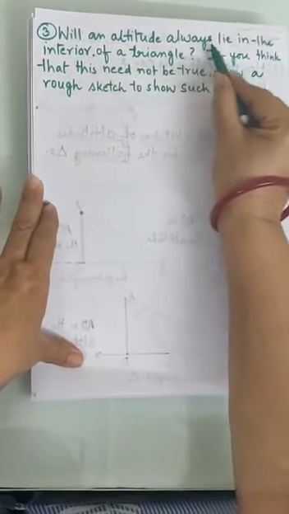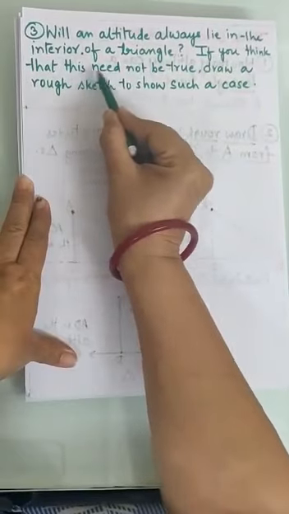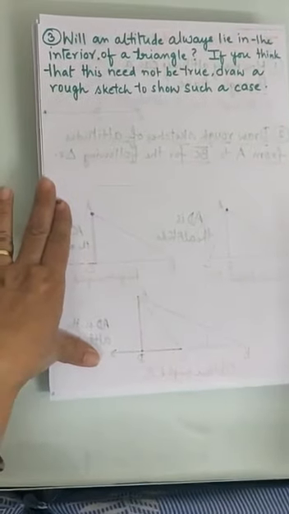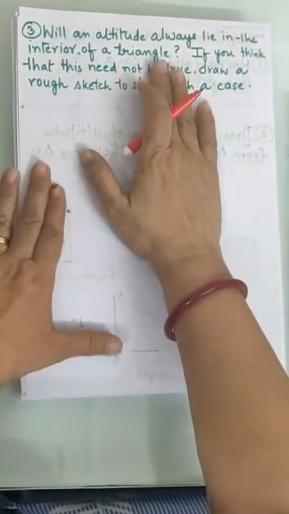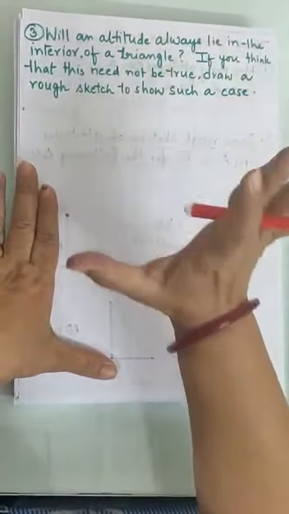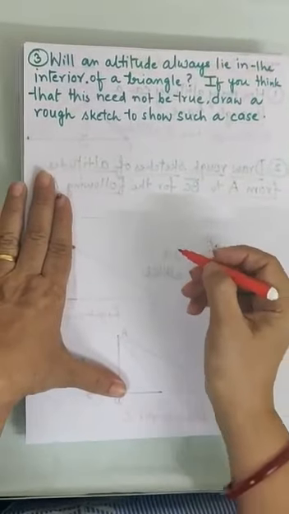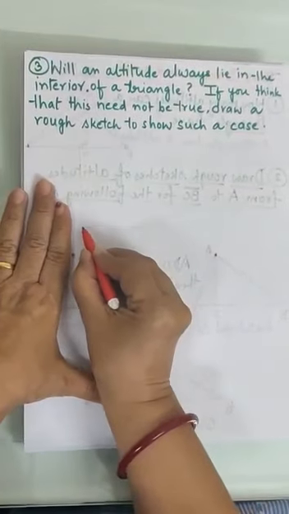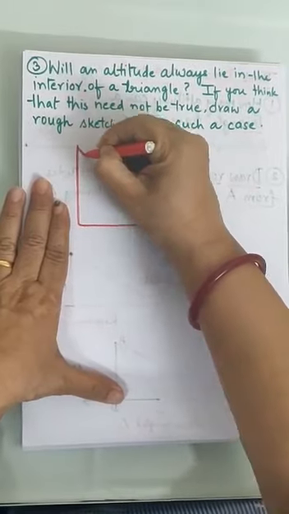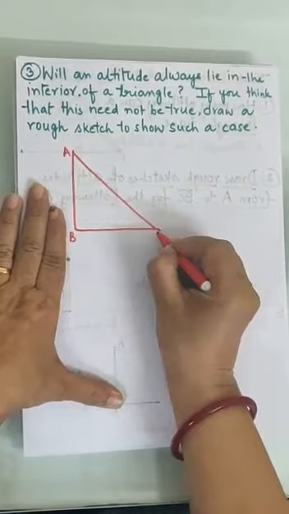Will an altitude always lie in the interior of the triangle? If you think that this need not to be true, draw a rough sketch to show such a case. इसका मतलब क्या है कि क्या तुमको लगता है कि ऑल्टीट्यूड्स हमेशा ट्रायंगल के इंटीरियर में होंगे? अगर नहीं लगता है तो ऐसा केस शो करो कि जिसमें ना हो इंटीरियर में. Okay, now let's start the question. Let us draw a right angled triangle. Okay, this is a right angled triangle.